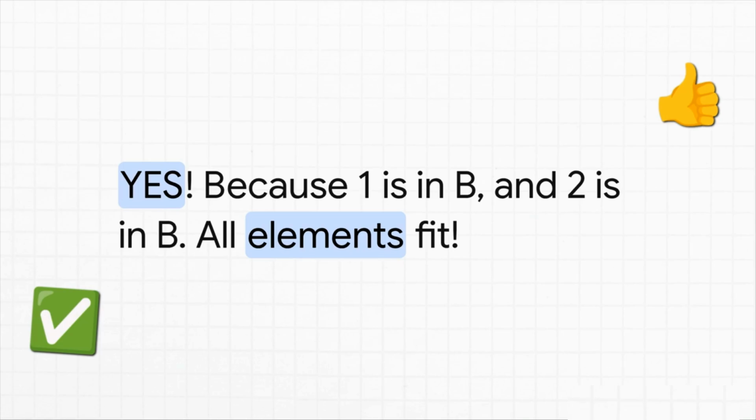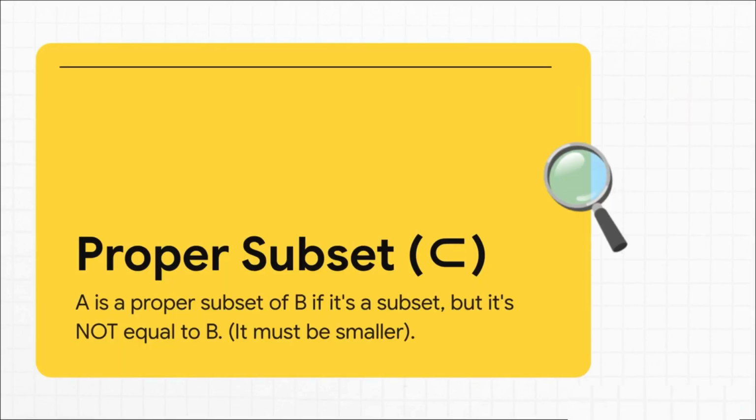Since every element from A found a home in B, it is officially a subset. You're getting this. Now, let's get a little more specific for a second. There's something called a proper subset. This just means that not only is it a subset, but it also has to be smaller than the original set. It can't be exactly the same. So our set {1, 2} is a proper subset of {1, 2, 3, 4}. But a set can never be a proper subset of itself.